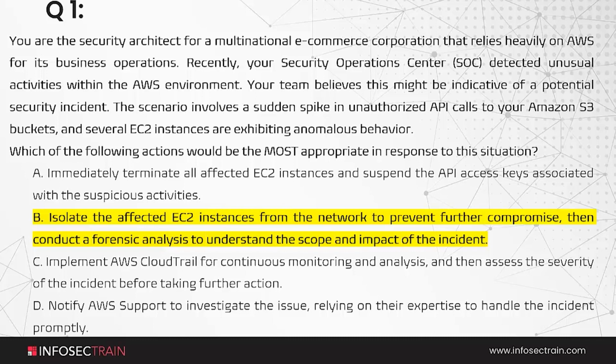So in choice B, they are clearly saying that we have to isolate the affected instances from the network to prevent further compromise, and then conduct a forensic analysis to understand the scope and impact of the incident. So how do you isolate an instance? Even if you want to isolate, the easiest way is this, team.